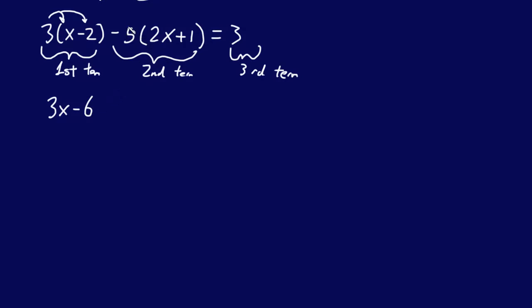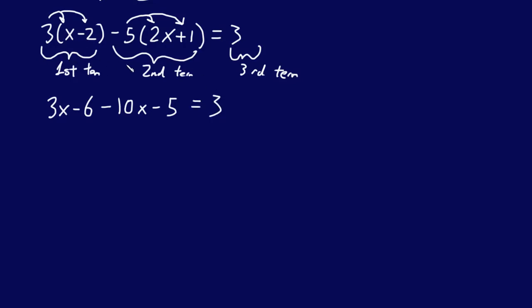This second term is really made up of 2 factors: negative 5, and this whole thing, 2x plus 1, is another factor. And then the 2x is a subterm within that factor, and this positive 1 is also a subterm within the second factor. So to free up these two subterms, we're going to distribute this negative 5 to both of these subterms, and we get negative 10x minus 5 equals 3.